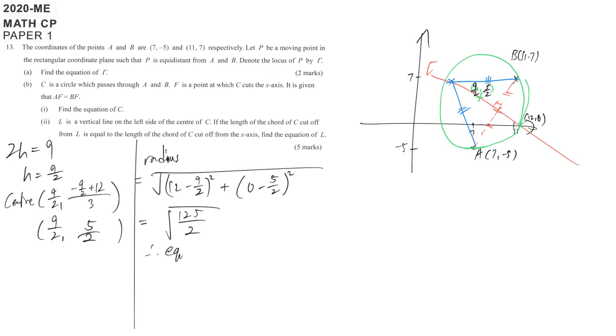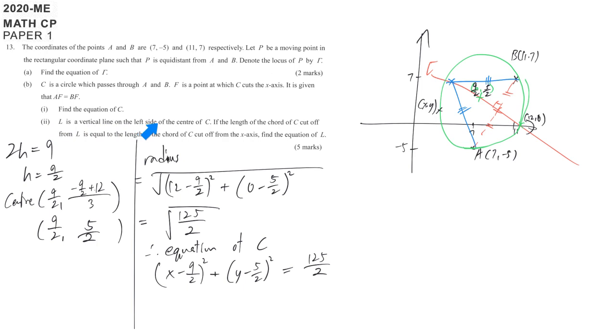So the equation of C: for a general point (x, y), the distance between any point and the center should equal this radius. It is (x minus 9 over 2) squared plus (y minus 5 over 2) squared is equal to the radius squared, 125 over 2. This is an acceptable format for the equation of a circle. So we finish B1. It's quite time consuming.